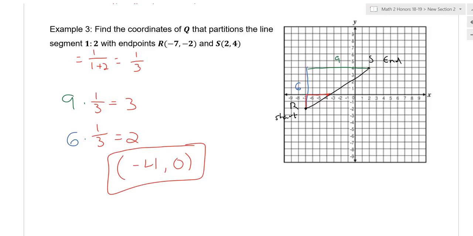All right, and that is it. I think this is one of the more challenging parts of this. It's not a lot of steps, but it's a lot of things to remember. So we'll be practicing it a lot tomorrow. Otherwise, have a great rest of your night.